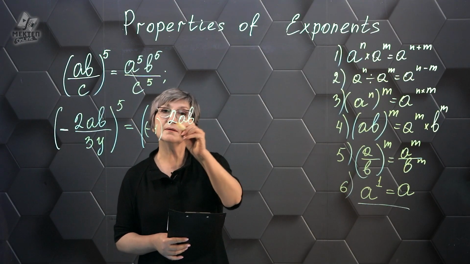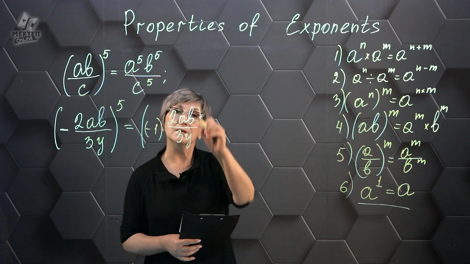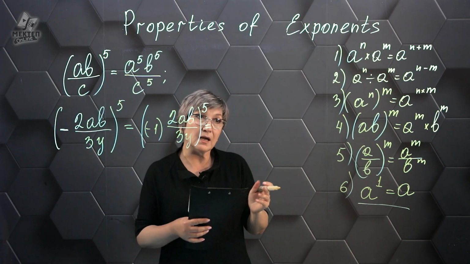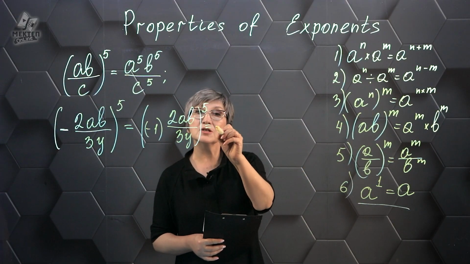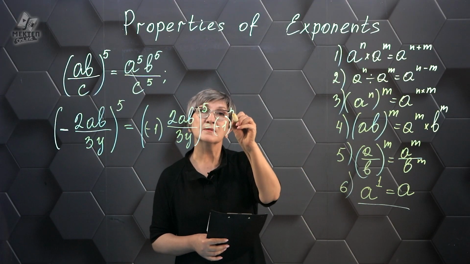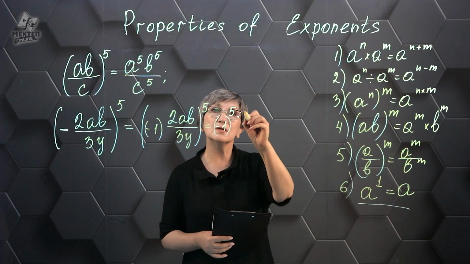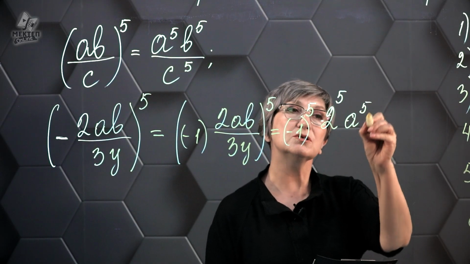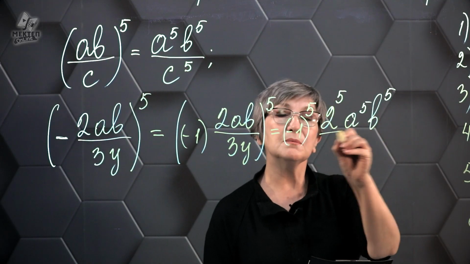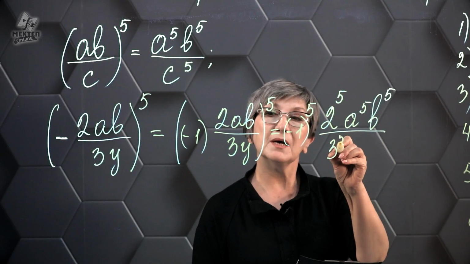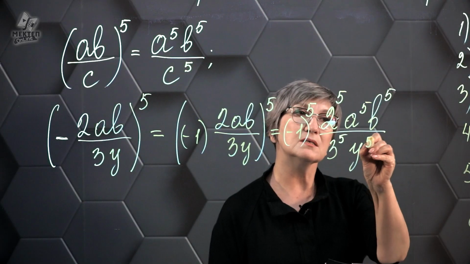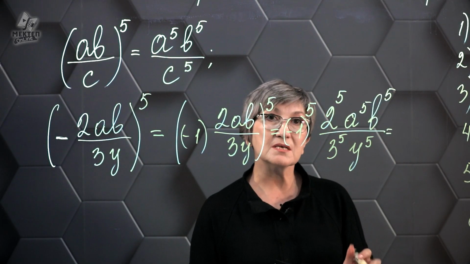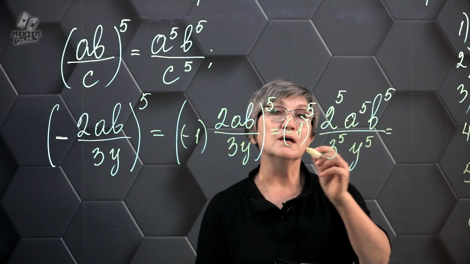And I'll rewrite the fraction 2ab divided by 3u, and that's the expression to the 5th power. In order to do that, by the rule, I have minus 1 to the 5th power, the number 2 to the 5th power, a to the 5th power, b to the 5th power, and in the denominator, 3 to the 5th power, u to the 5th power. Don't forget that numbers need to be written as a number in degree 2.